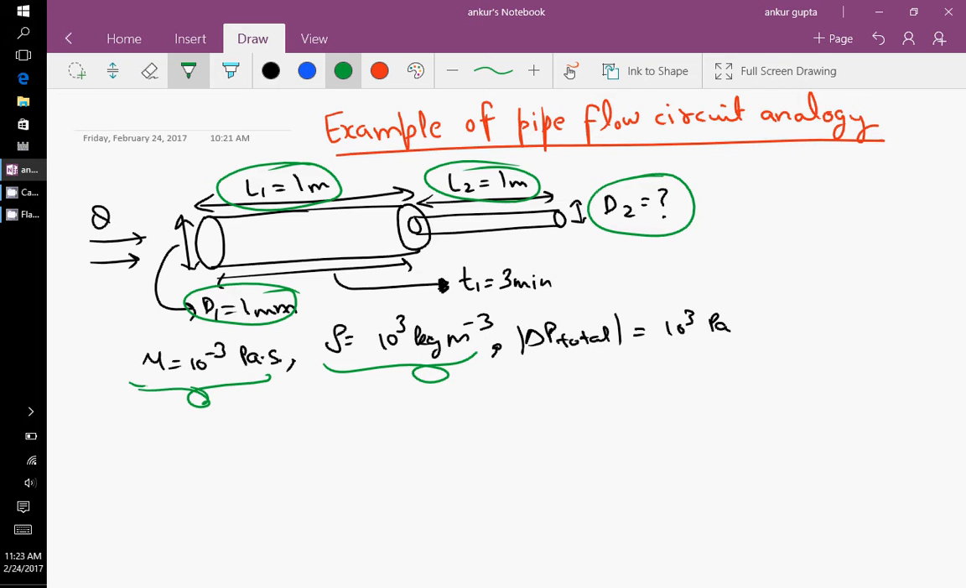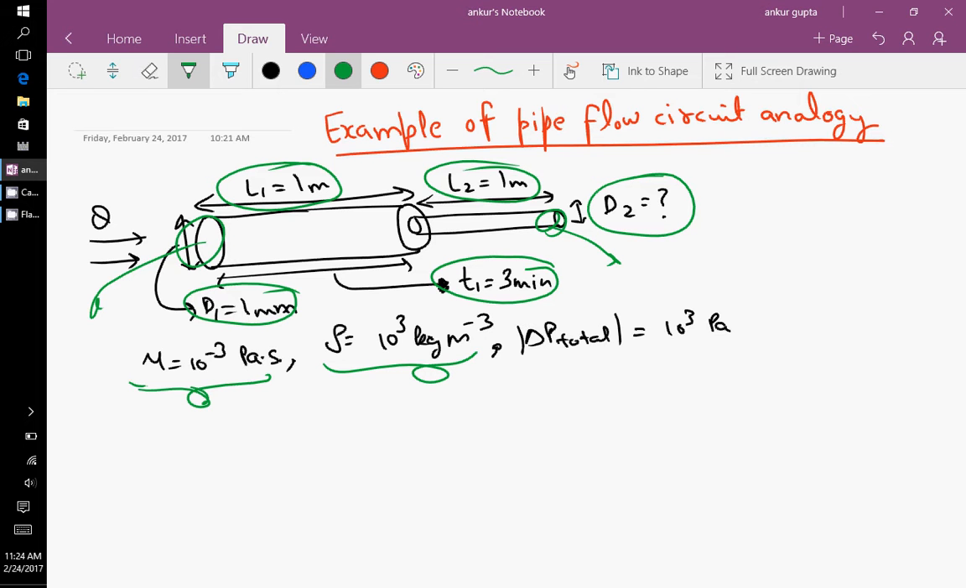We've also been given that the pressure drop from the inlet of the first pipe, this point, to the outlet of the second pipe, this point, or total pressure drop, is 10 to the power 3 pascals. And we have been asked to find D2, given that the water spends 3 minutes in the first pipe. Okay, so this is something new. We haven't seen something like this before, so we'll see how we can use this.